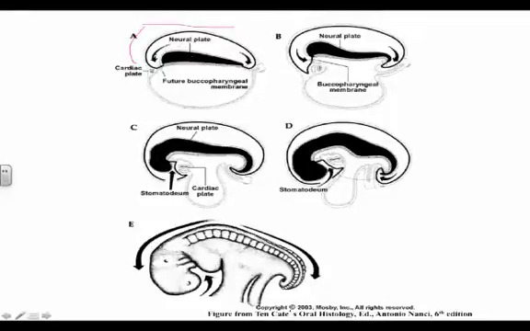And now we continue to fold. We grow in. This grows in over here. Now this over here is separated from the head fold, right there. See where they two meet there? That's called the buccopharyngeal membrane.